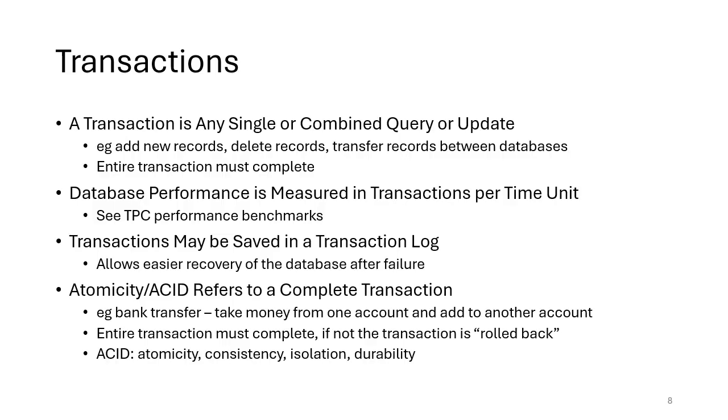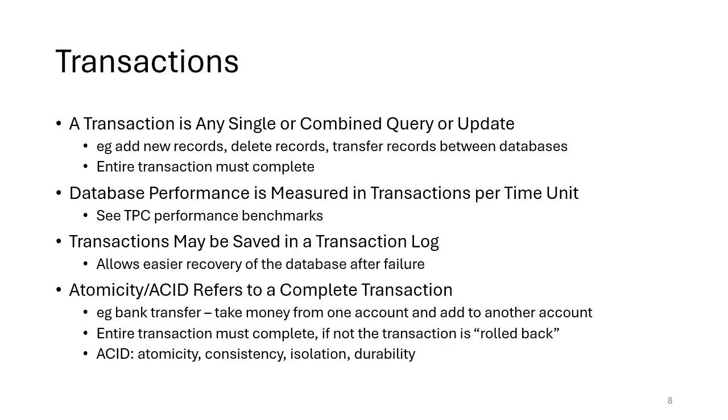Now, the reason transactions are important is really two reasons. One is we measure database performance in terms of transactions. And the other reason is we've got this concept of what we call atomicity or ACID. And this refers to a complete transaction that must run to completion in order for the transaction to occur. Now, imagine a bank transfer, for example.